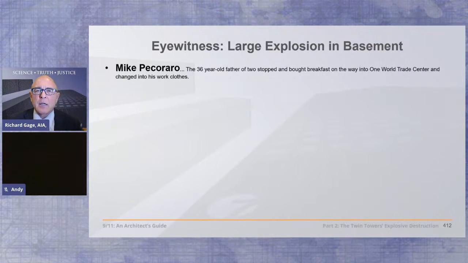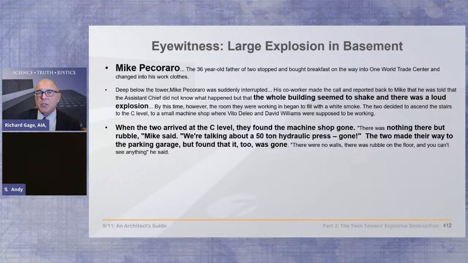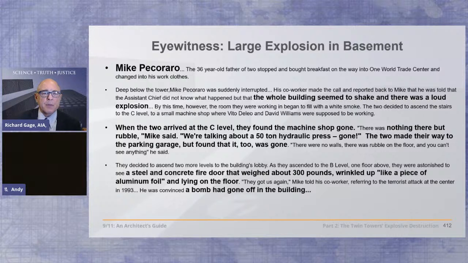Well, what might have caused a seismic signal that far away from the airplane impact? Well, Mike Pecoraro says the whole building seemed to shake. There was a loud explosion down in the basement. They arrived at the sea level and found the machine shop gone, nothing there but rubble. We're talking about a 50-ton hydraulic press gone. They made their way to the parking garage and found that it too was gone. A huge explosion had gone off. The steel and concrete door weighed 300 pounds, wrinkled up like a piece of aluminum foil lying on the ground. So an explosion in the basement before the plane impacted the building.